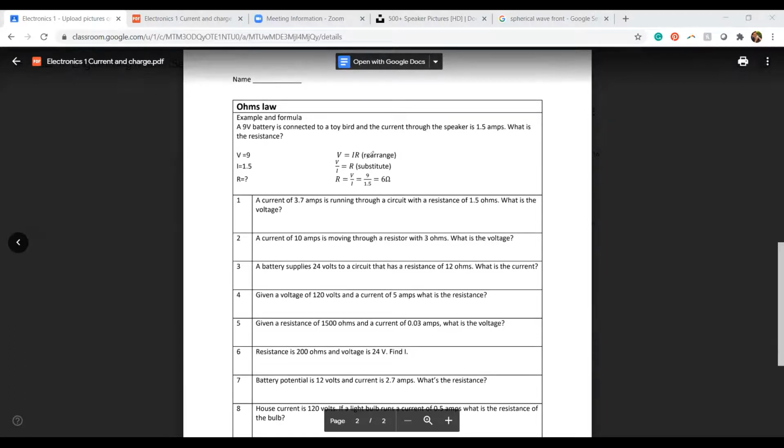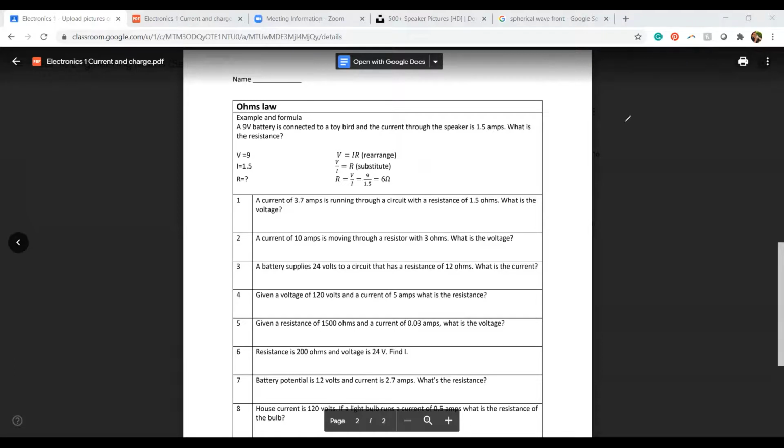What is the resistance? Well, again, we've got V equals IR, but we want R. So we're gonna have to rearrange this. We're gonna have to divide both sides by I. V equals IR. If I divide both sides by I, there's me V over I equals R. Then once I've got that, I can substitute 9 and 1.5 in. And then once I do that, that comes out to be 6 ohms. And so then that's what you would write down.